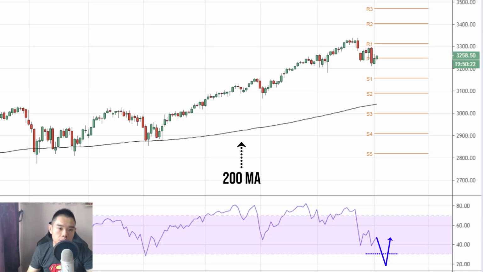And for exits, we can use the pivot point to help us define where the market might find potential selling pressure, to help us define levels to take profit. So it could be the R1, R2, or R3. So does it make sense? Can you see how all these different indicators have their own purpose?